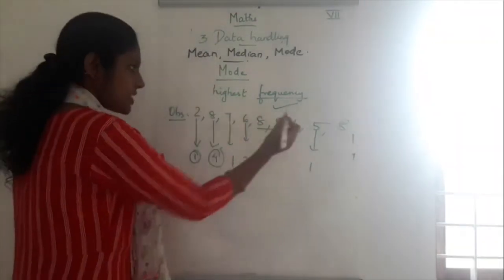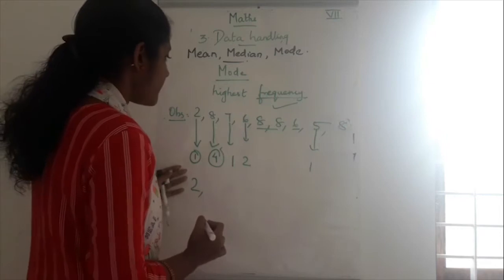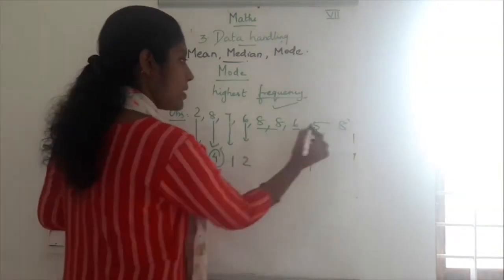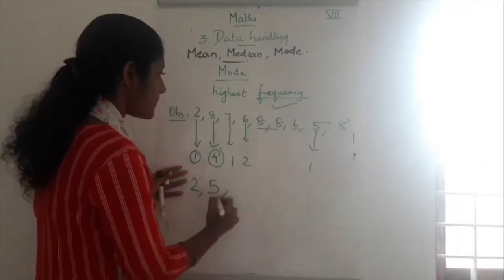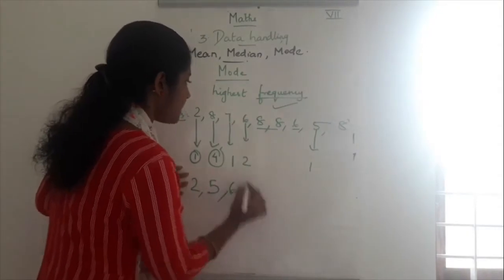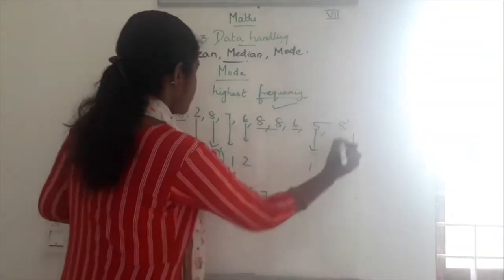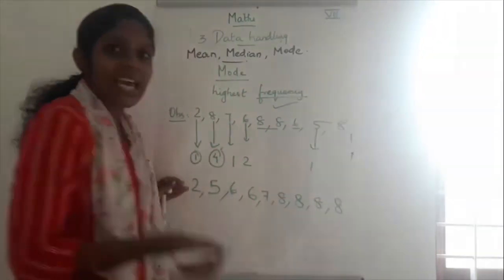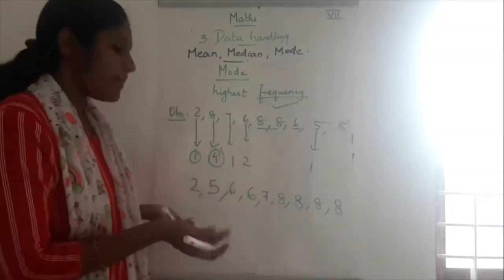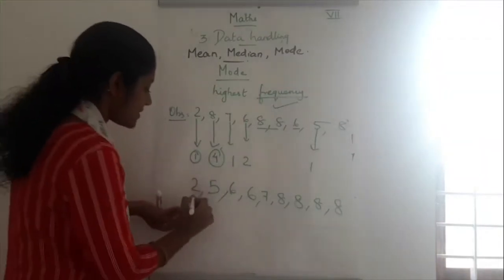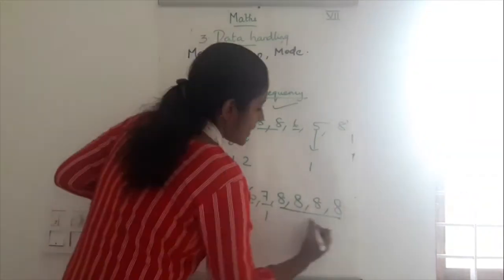If you arrange it in ascending order, 2 is the smallest number, one time. Next number is 4, it is not there. 5 one time, then 6 2 times, 7 one time, 8 1 2 3 4. If you arrange like this, from the smallest number to the greatest number, or in descending order, it will be very easy for you. That is, 6 occurs 2 times, 7 one time and 8 for 4 times.